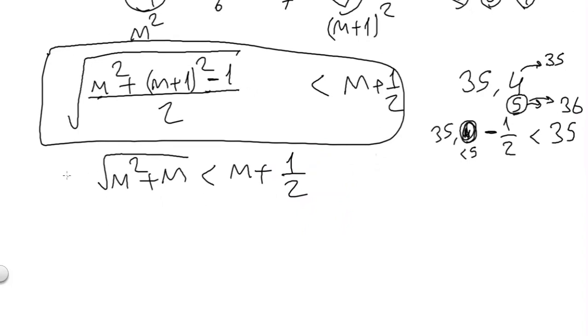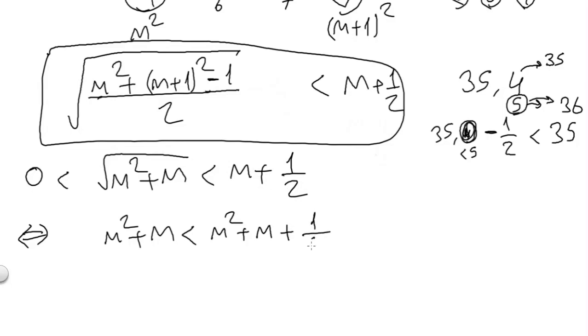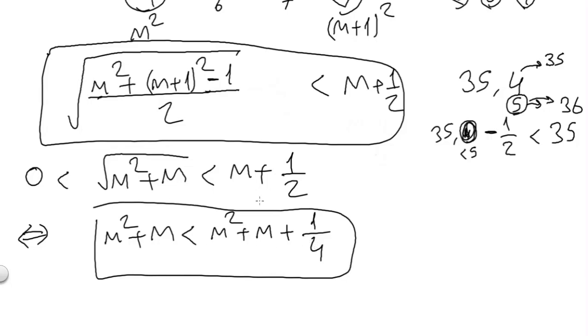Since this is positive, this is going to be true if and only if I take squares on both sides: m squared plus m is less than m squared plus m plus 1/4. So I'm just squaring it. This thing times this times 2 gives m, plus 1/4. And of course this is true because it's the same thing plus 1/4. So this is true. If you want, you could start from here and go to here by taking the square root of all sides, because they are all positive. And so this is very obviously true.